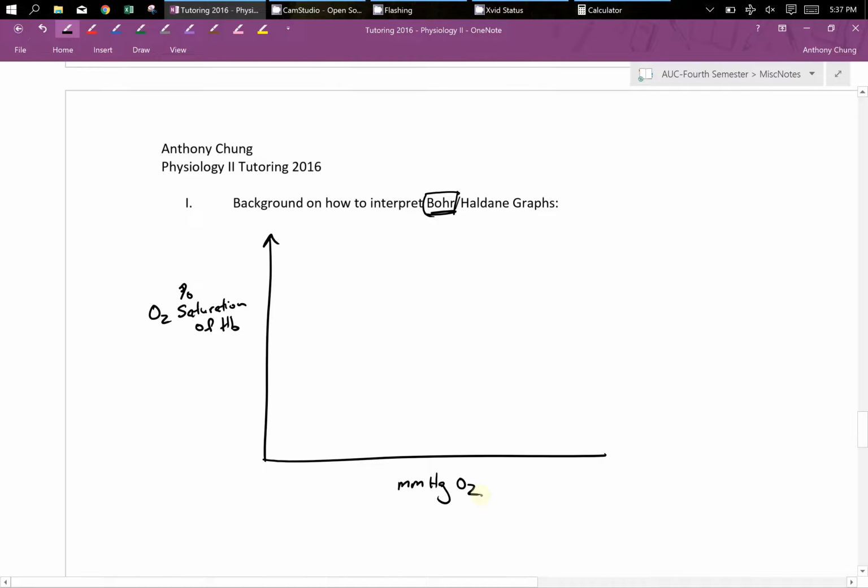What was Bohr effect again? Carbon dioxide. Yeah, it's the effect of CO2 on oxygen. So everything that you're looking at is going to be oxygen. Just think oxygen. Let me give you a graph. This is how you read it.